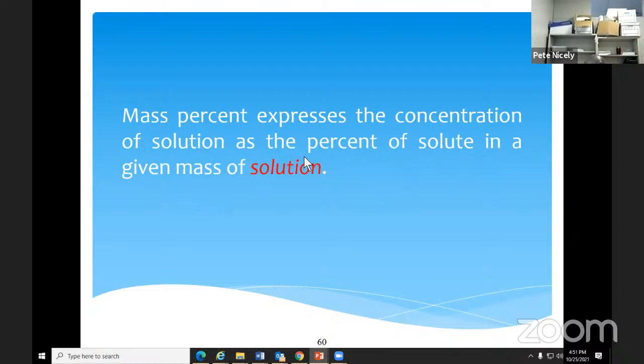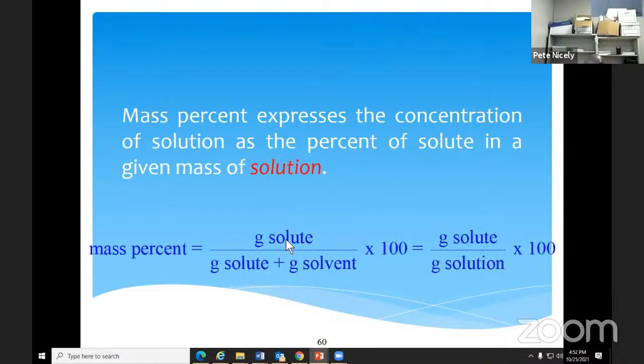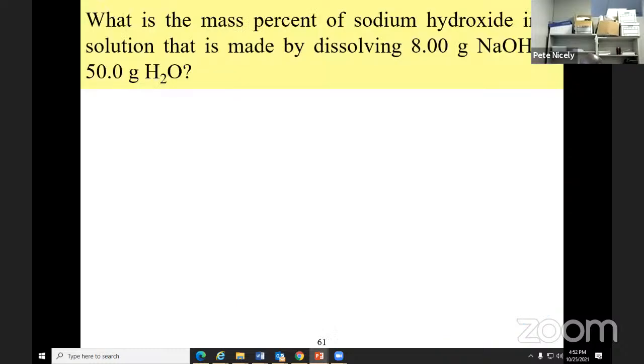of a solution. So basically, you're taking the mass of the solute, and in this case, we're using grams, and you're going to divide it by the total mass of the solution, right? Now, of course, the mass of the solution is the mass of the solute plus the mass of the solvent. So you take the mass of the solute divided by the mass of the solution in grams and multiply by 100, and that is the mass percent of the solution. All right, so that's basically one way of expressing the concentration of a solution.